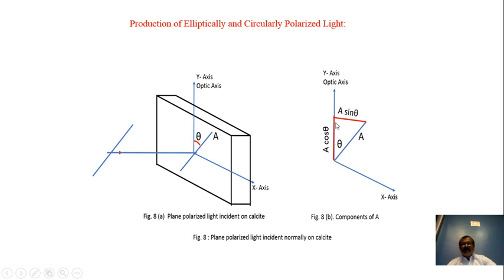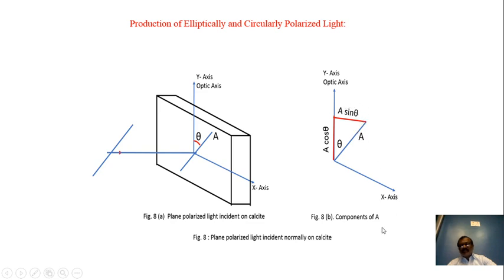How much component of A is along the optic axis? A cos theta, if this angle is theta. And how much is this? A sin theta, according to simple trigonometry. So the amplitude of this vibration along the optic axis is A cos theta, and perpendicular to the optic axis, along the x axis, is A sin theta. Let us say this is small a and this is small b.